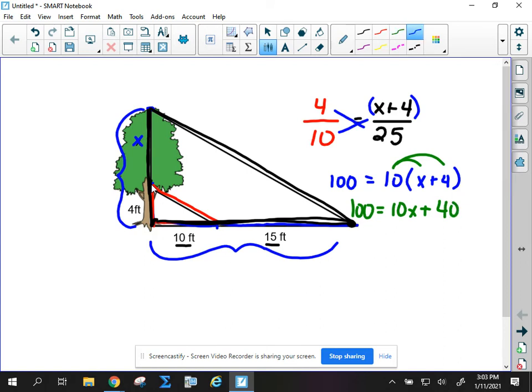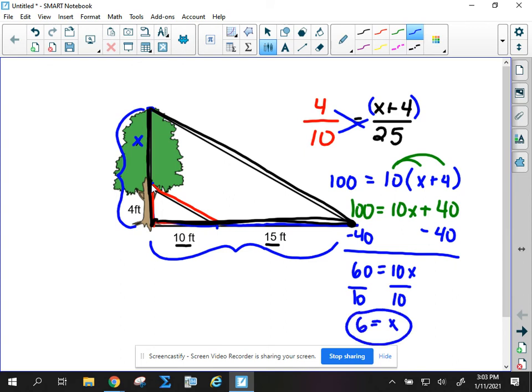And then in order to solve the problem, I'm going to subtract 40 from both sides of the equation. I get that 60 equals 10x, and then I'll divide each side of the equation by 10 to get the x by itself, and I get that x equals 6. So what that tells me is that the distance from the bottom of the branches to the top of the tree would be 6 feet. But if the question was asking me what the total height of the tree is, well, the total height of the tree would be this 6 feet plus this 4 feet, or a total height of 10 feet for the entire tree.